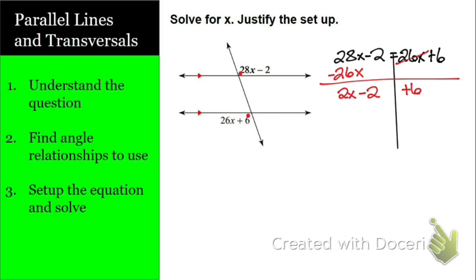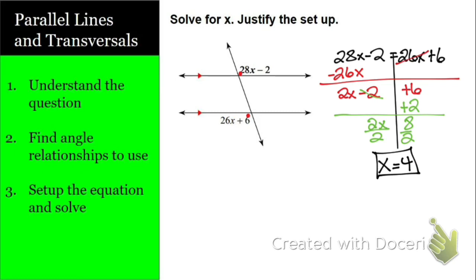From there, I can bring over my negative 2 to the back. When it crosses the line, it's going to switch. I can mark out my negative 2 and bring 2x down. 6 plus 2 is 8, and we're going to take that and divide by 2. We'll find out the value of x is equal to 4. And that is the solution to that equation.